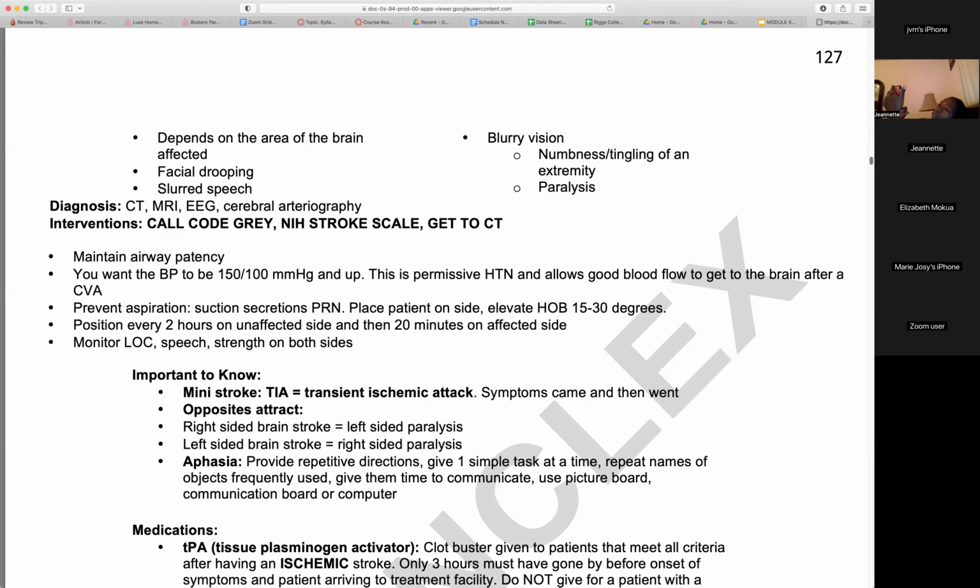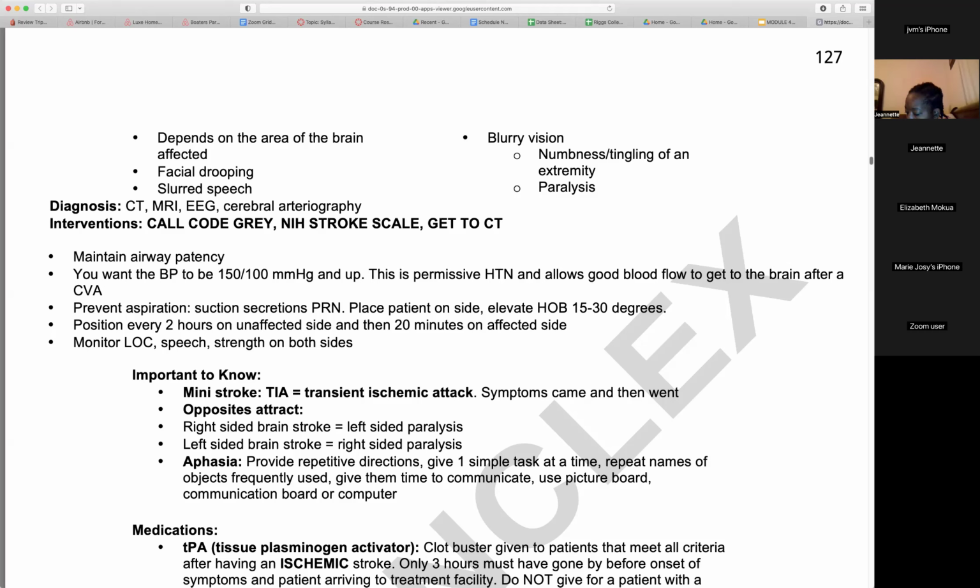All right. So we said time is brain. What does that mean? How long did we say that brain tissue can survive without oxygen? Five to seven minutes, right. A lot of people say 4 minutes, and some books will say up to 10.